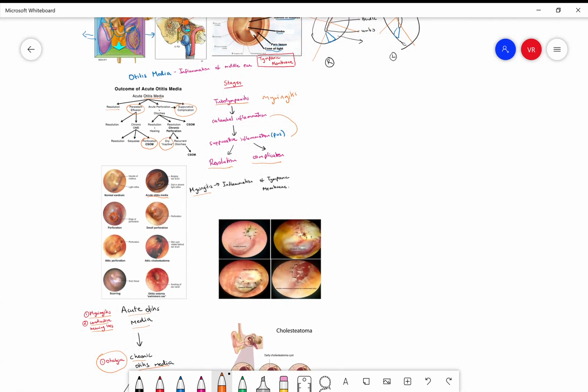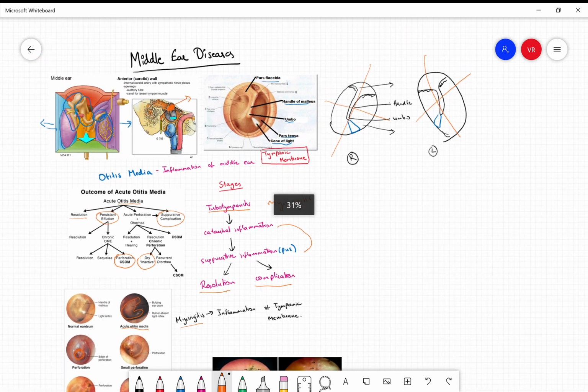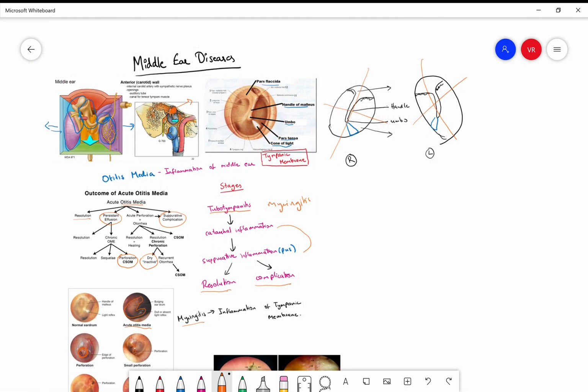I've covered only otitis media. There are a few tumors which can present in the middle ear, and other rare conditions like mastoiditis or something like that, which are complications of otitis media. Those are in later stages. You first get on the basics, then you can move to the later stages.